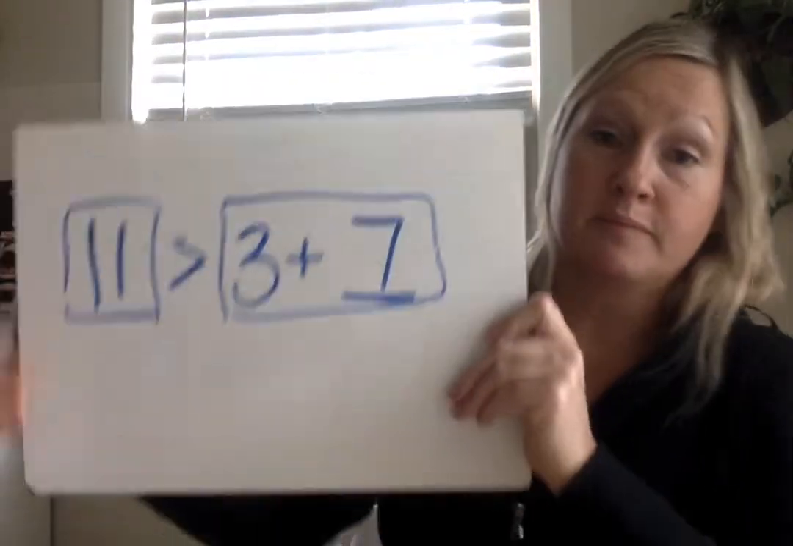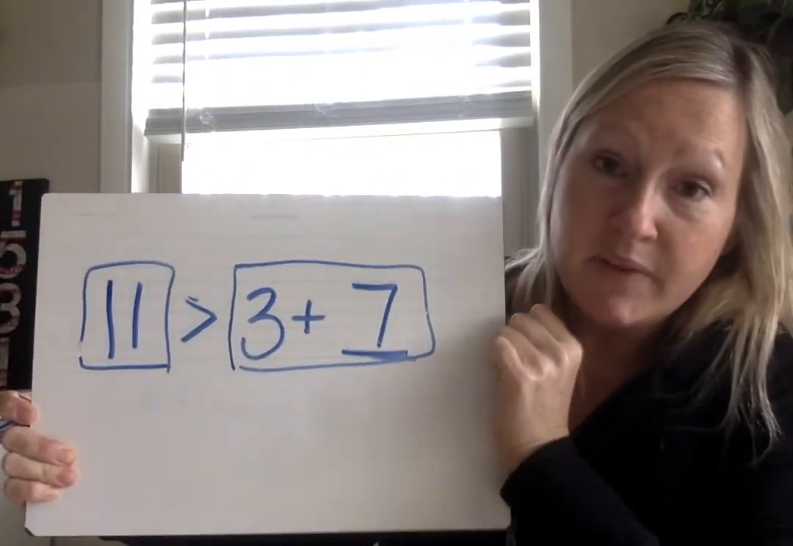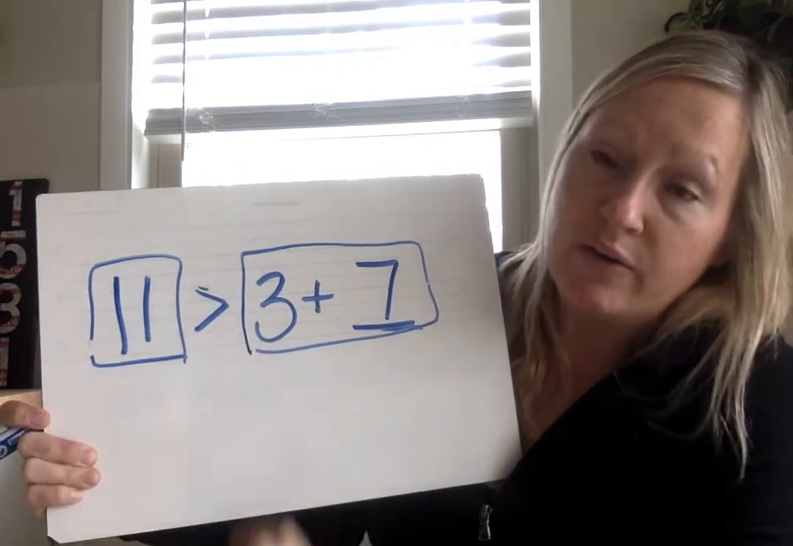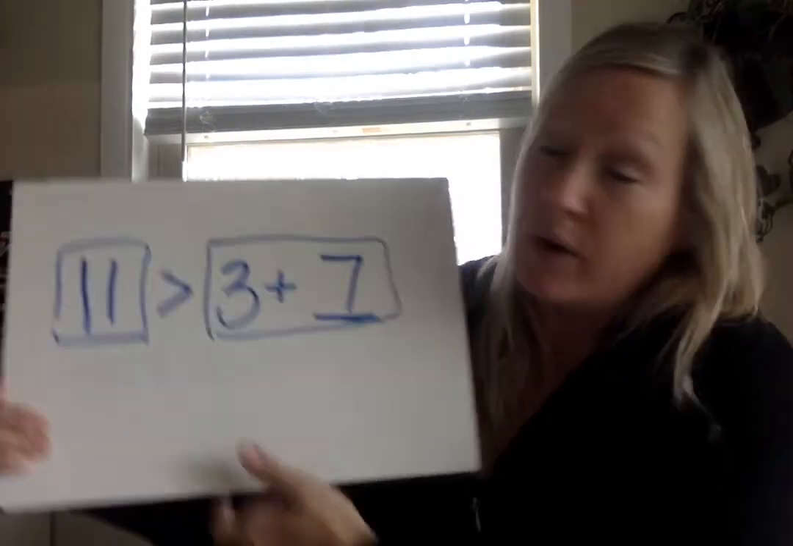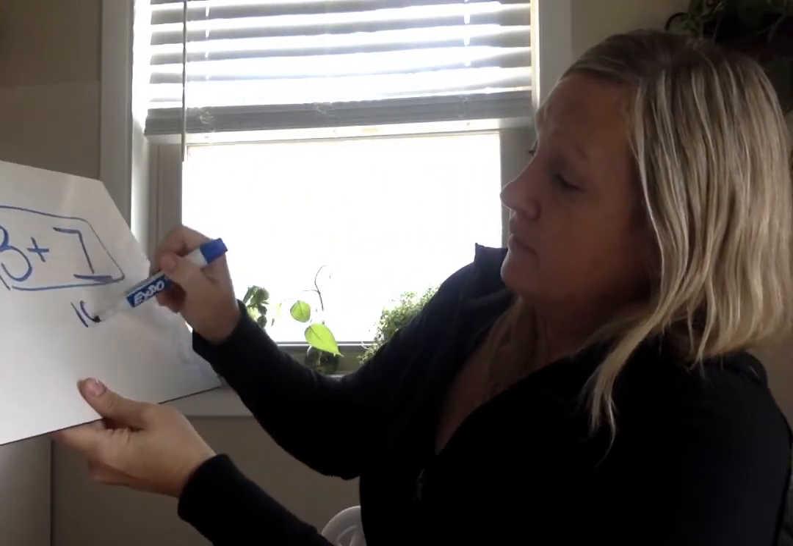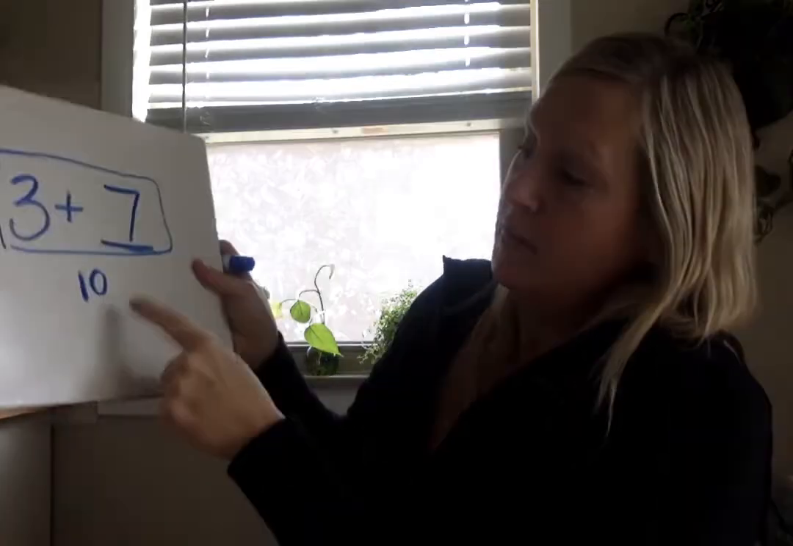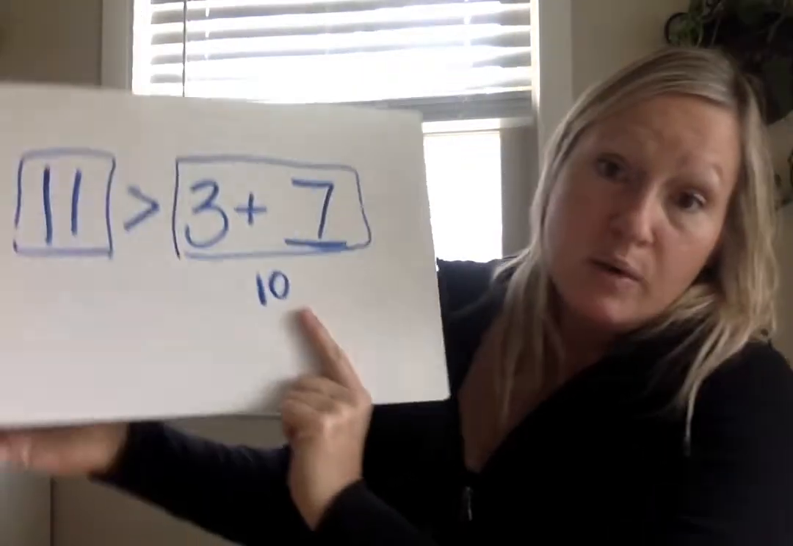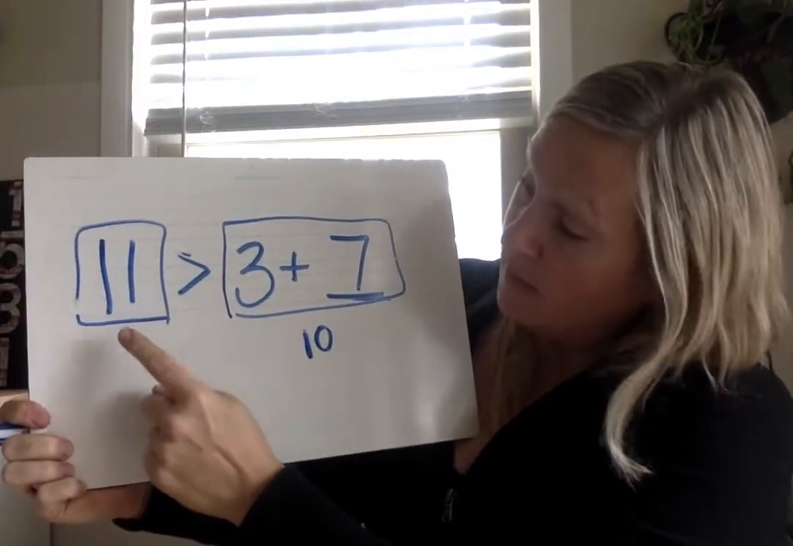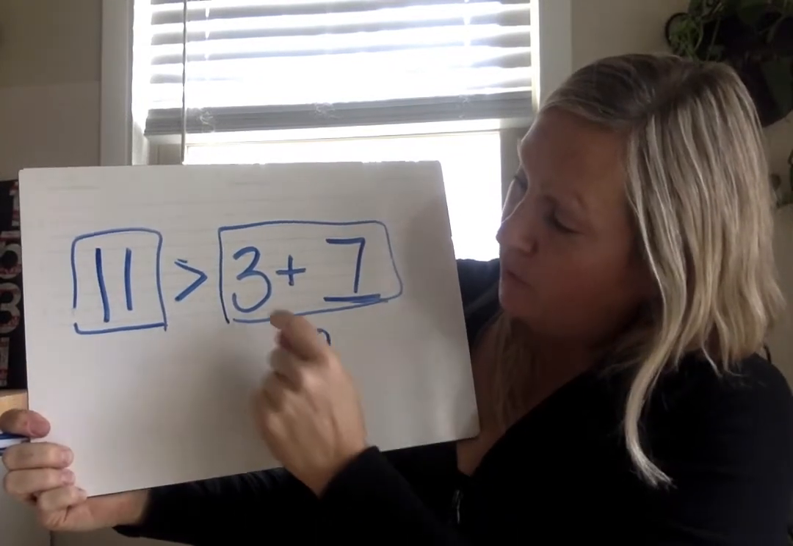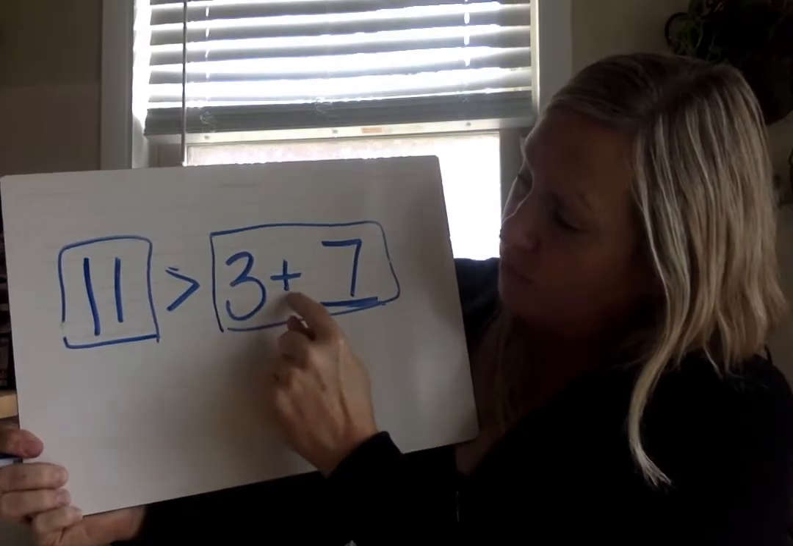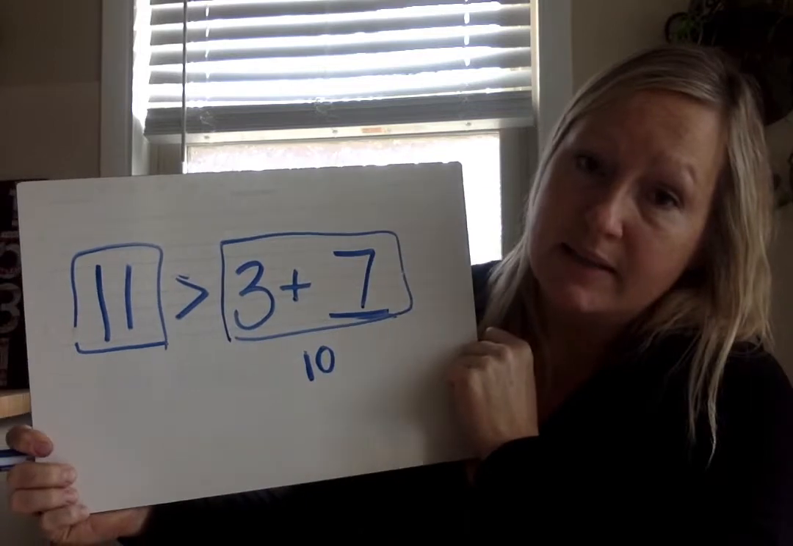Ready? Did you get 7? Because 11 is greater than, the biggest number that it's greater than is 10. Because anything bigger than 10 would be more than 11. It's got to be 11 is greater than 10 total. We already had 3. 3 plus 7 makes that 10.